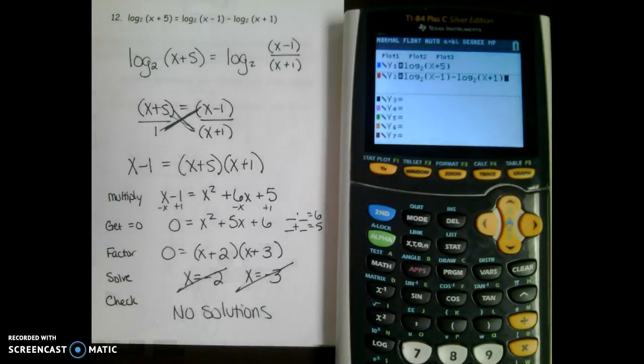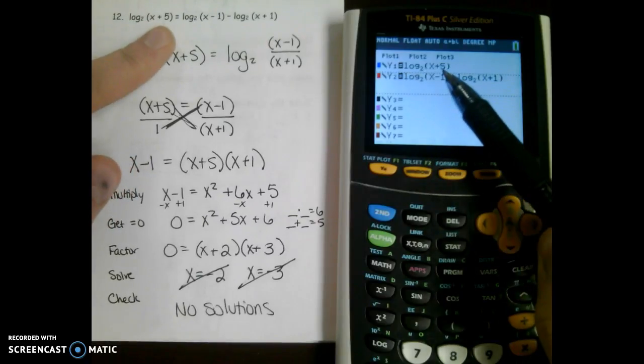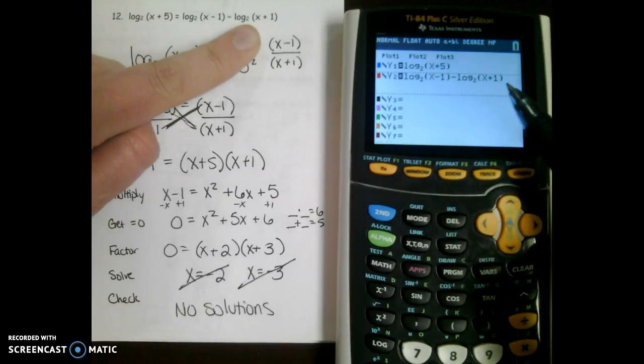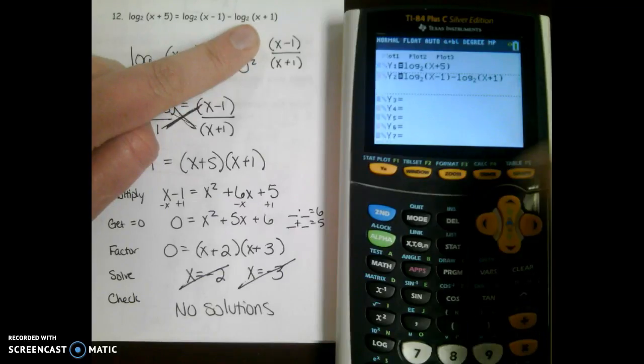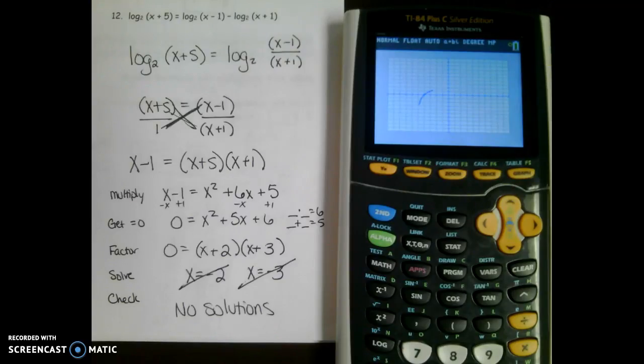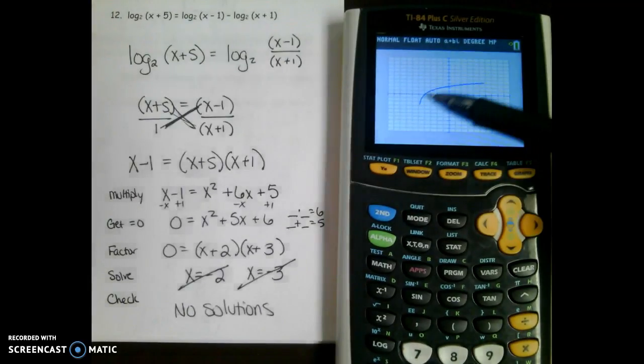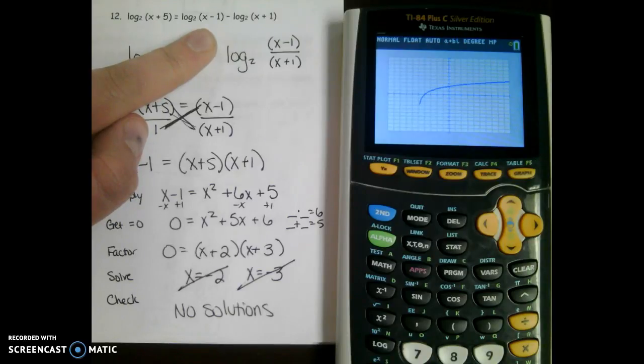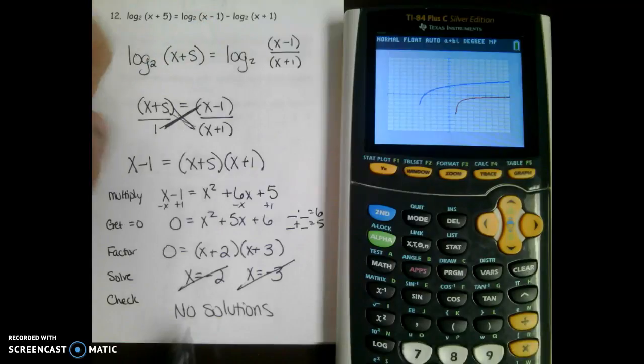And here's a way to check if you are correct. I put the left side, log base 2 of x plus 5, in y1. I put the right side, log base 2 of x minus 1 minus log base 2 of x plus 1, in y2. And now I'm going to graph and see what happens. So here's my left side, log base 2 of x plus 5. And then in red, it will draw my right side, log base 2 of x minus 1 minus log base 2 of x plus 1. Do those two things meet? They do not. Because they don't cross, that means there's no solutions. So that verifies that what you got here is indeed correct.